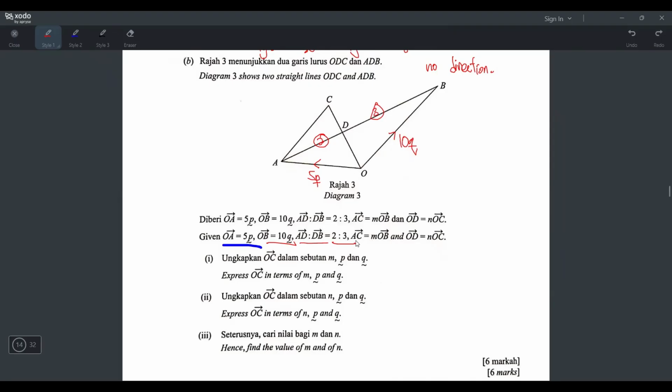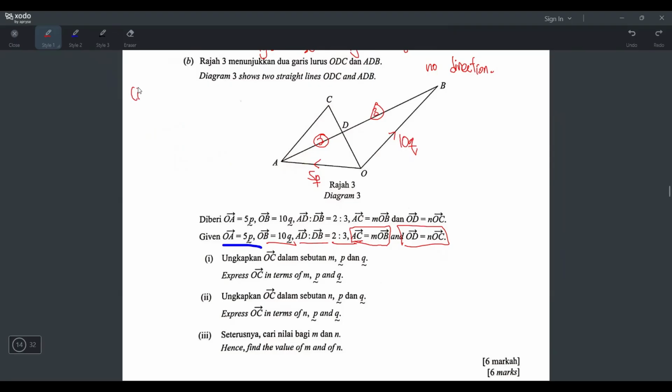Let's see what else. Okay, AC is MOB. This one you cannot label because they never give us the M. If they gave us the M, for example 7 here, then I can label. Use the rainbow: AC ratio 7, OB ratio 1. But they never give me the M, so we don't know the ratio for AC, OB. Same with this one. If they give us N, then we would know the ratio of OD to OC, but they never give us. So for now, I'll just leave it like this.